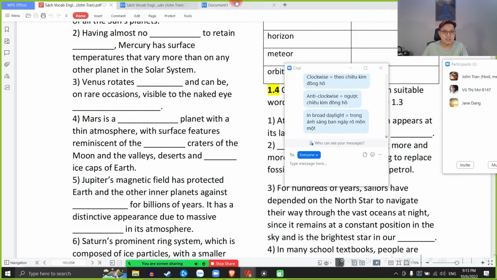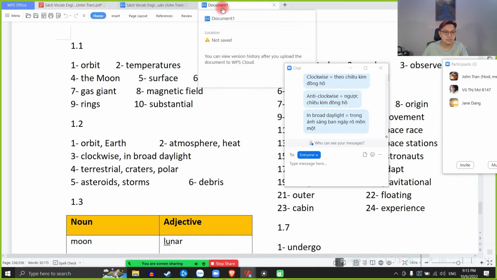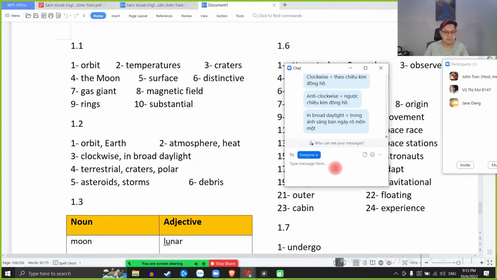Number 4, Mars is a terrestrial. Terrestrial. The word terrestrial means có mặt đất. Terrain. You remember the word terrain, right? Terrain.